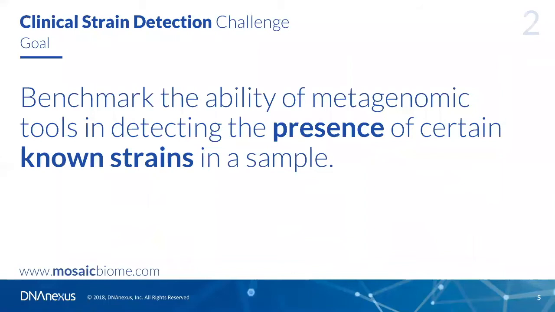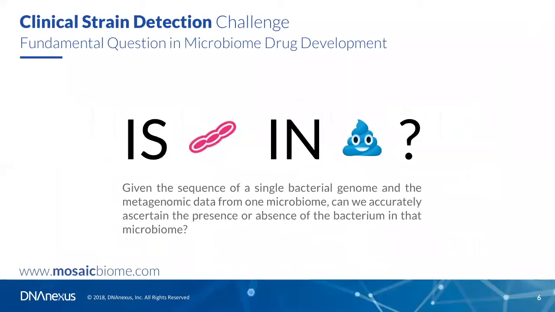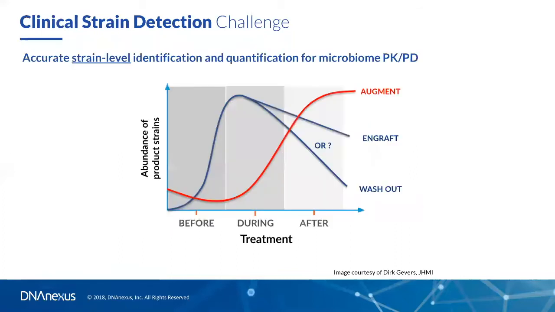The clinical strain detection challenge has a goal to benchmark the ability of metagenomic tools to detect the presence of certain known strains in a sample. With this challenge, we're trying to address a very fundamental question: if we give you the reference genome of a bacterium, can you tell us whether it's present in a microbiome, if we give you the metagenomic sequence of that microbiome?